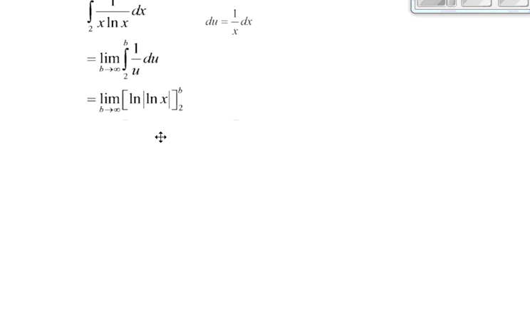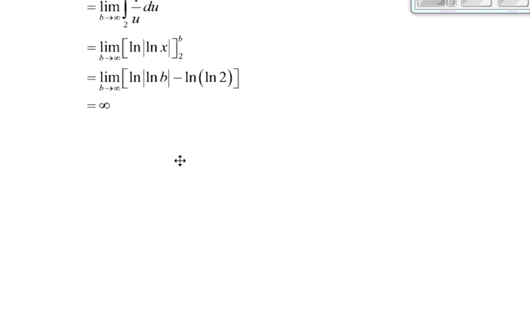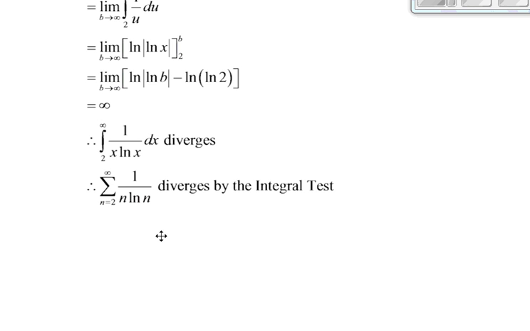All right, so then you should have done this. You evaluate that from 2 to b. And then as b approaches infinity, we get infinity. Therefore, the integral diverges, and therefore the series itself diverges by the integral test. Okay, so hopefully you were able to get that pretty well.